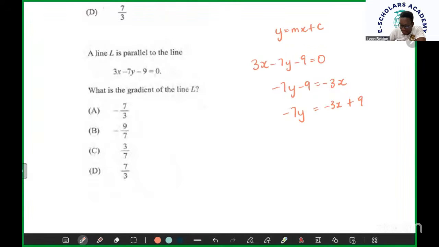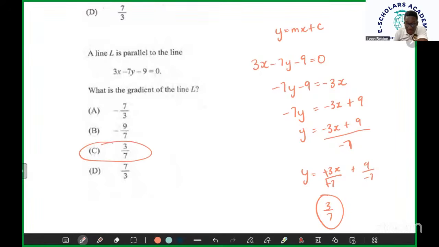And then last but not least, we take over the negative 7. So the negative 7 is multiplying the y, and we take it over to divide, obviously. So we'll have y is equal to negative 3x plus 9, all divided by negative 7. So when I have this all divided by negative 7, I can just put this negative 7 under everything. So I'll have y is equal to negative 3x over negative 7 plus 9 over negative 7. So the two negatives will cancel out. So another line that is parallel to this line, the gradient will be simply 3 over 7. All right, since the gradients will be the same, and this is the gradient of that line, 3 over 7, which is C. All right.